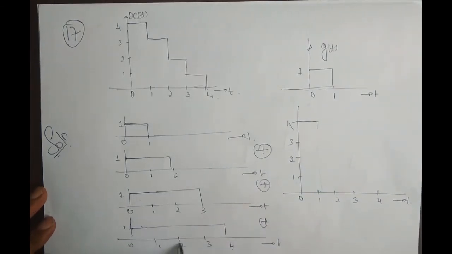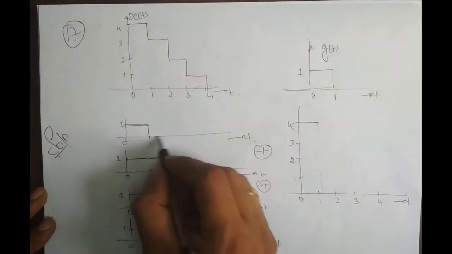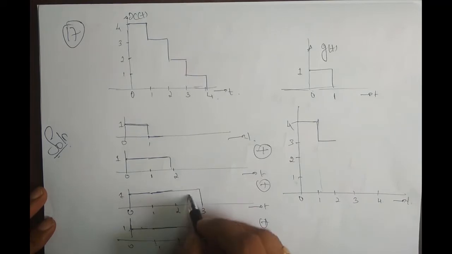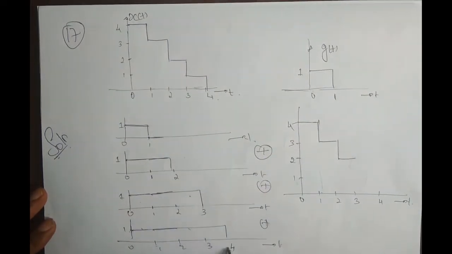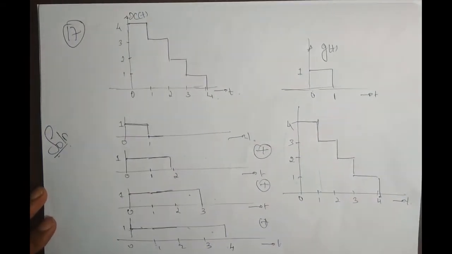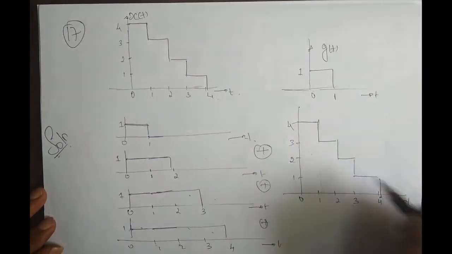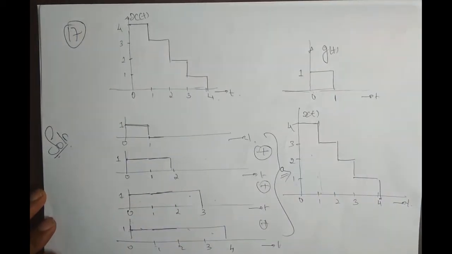For t varying from 1 to 2, the output is 1 plus 1 plus 1 plus 0. So I get 3. For t varying from 2 to 3, 1 plus 1 plus 0 plus 0, which is 2. For t varying from 3 to 4, 1 plus 0, which is 1. Okay. So I got this x of t back, right? So this is my x of t now. So the sum of all these, I ended up with x of t.